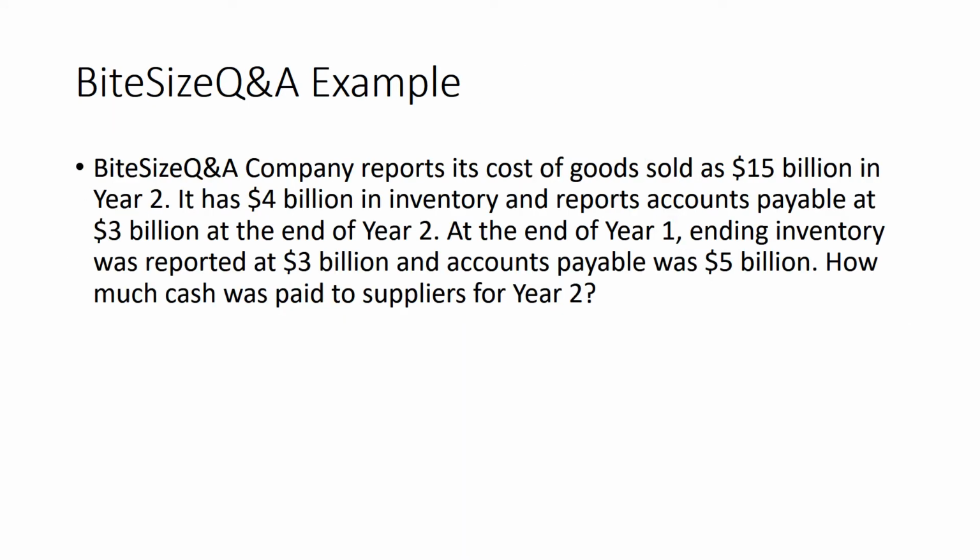So let's work on an example together. BiteSizeQ&A company reports its cost of goods sold as $15 billion in year 2. It has $4 billion in inventory and reports accounts payable at $3 billion at the end of year 2. At the end of year 1, ending inventory was reported at $3 billion and accounts payable was $5 billion. How much cash was paid to suppliers for year 2?